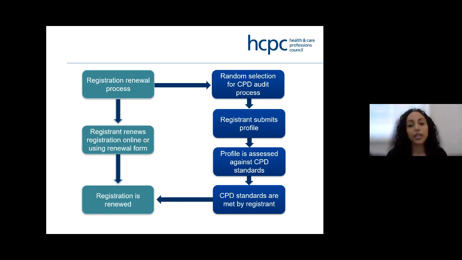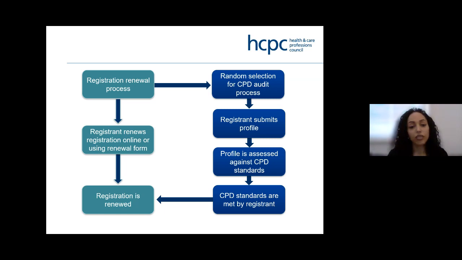My best advice to anyone that is selected: renew your registration first, get that out of the way. It's a much quicker process. It's the same system, but don't wait to renew until you've done your CPD profile. Because obviously, as some of you probably are aware, if you don't renew in time by the deadline, you do come off the register, and that's the last thing we obviously want. So they do run in parallel.